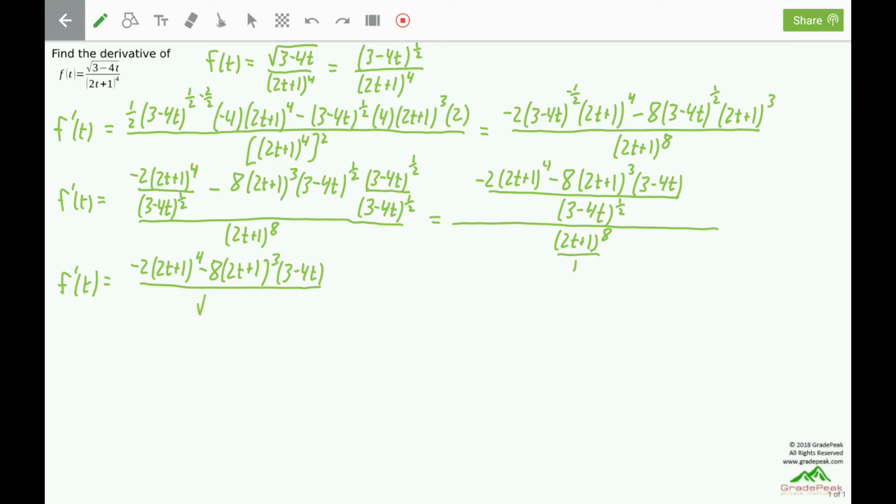I'm going to rewrite that as just square root of 3 minus 4t to the first power. So just root of 3 minus 4t. But we reciprocate that denominator and multiply it. So this is going to be times 1 over 2t plus 1 to the 8th. And we can multiply these. The entire numerator is just times a 1, so it will not change.